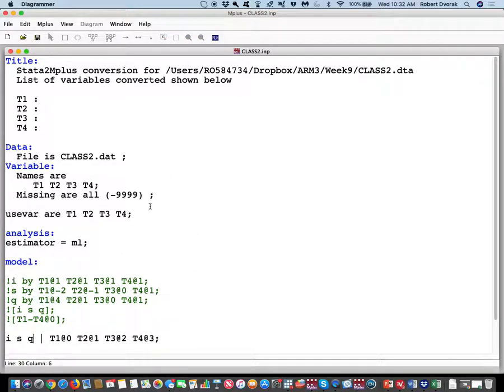So anyway, that is quadratic latent growth curve modeling. Do we have any questions over that? We are good to go there.